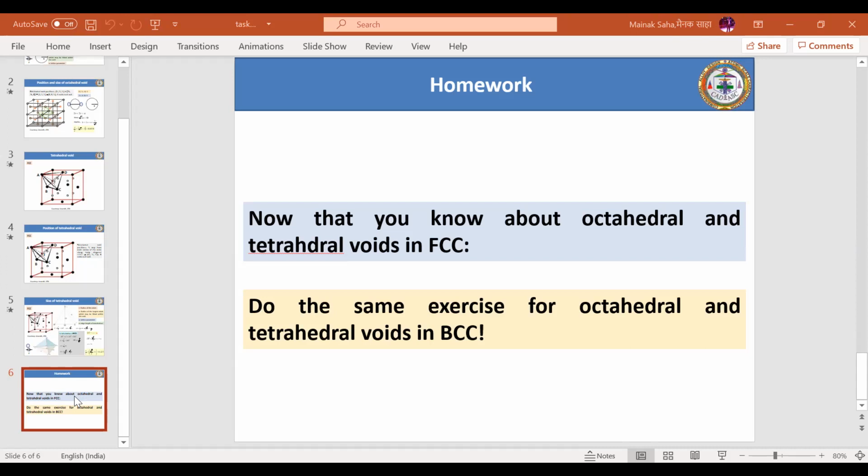Is it okay for you guys? You got the homework, or assignment, or whatever I should call it. Have you got this idea, to calculate the size and the position of octahedral and tetrahedral voids in BCC? You know about FCC, everything is given. Can you do it for BCC?